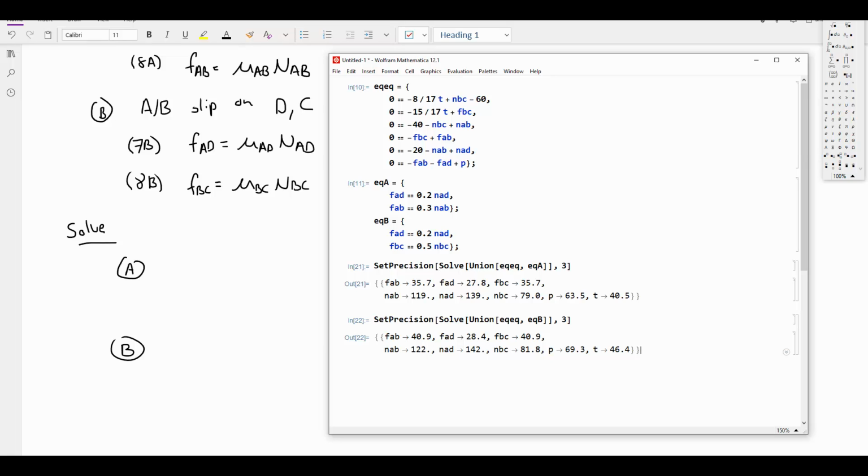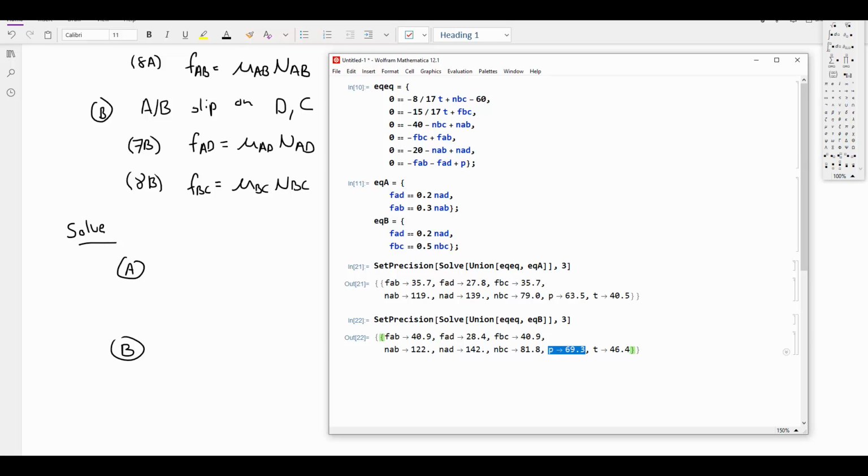We can look at those 2 P values first. We see that scenario A would happen with an applied force of 63.5 pounds, and scenario B would happen with a higher force, 69.3. So we want to take the lower of the 2, because scenario A would happen first if we were, let's pretend, slowly increasing that load P. Scenario A, where the bottom bar is going to slip relative to bar B and the ground, is going to happen first. And it's already going to be in motion before scenario B could happen.